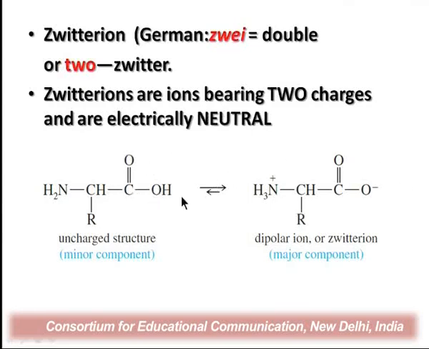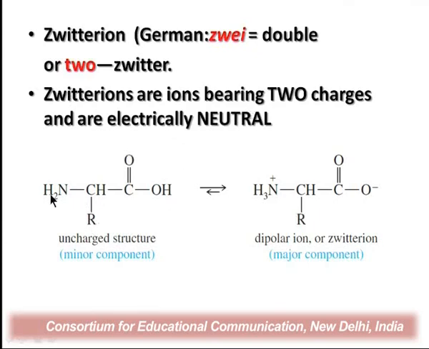So what has happened here is that H plus from the carboxylic acid has gone and reacted with the lone pair of electrons on the amino group, resulting in the formation of a zwitterion. So what we observe in the zwitterion is that the amino group has a +1 charge on it, whereas the carboxylate group has a -1 charge on it. And if we add the two, the net result is 0. That means the zwitterion is electrically neutral. So the major representation of an amino acid is by the zwitterion and not by the uncharged structure of the amino acid, which is this.